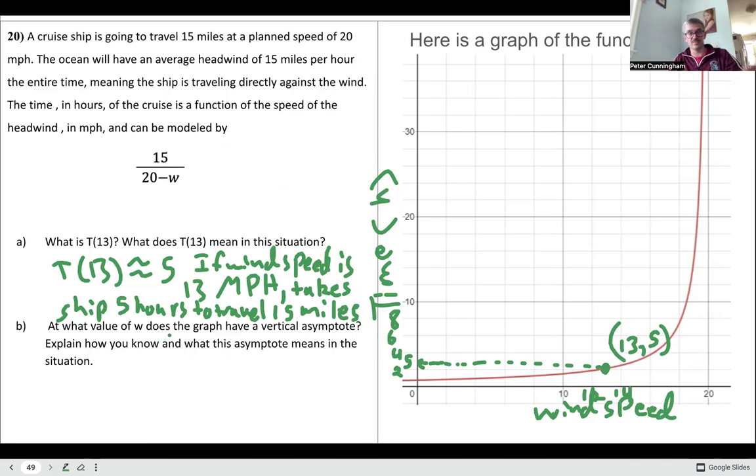So basically the wind is fighting against us. The higher the wind speed gets, the slower the ship goes, right? It's fighting against us at this point. Okay. At what value of W does the graph have a vertical asymptote? So look at this line, how it's coming close to here. So I can see this visually on this graph is about, looks like it should be about 20.